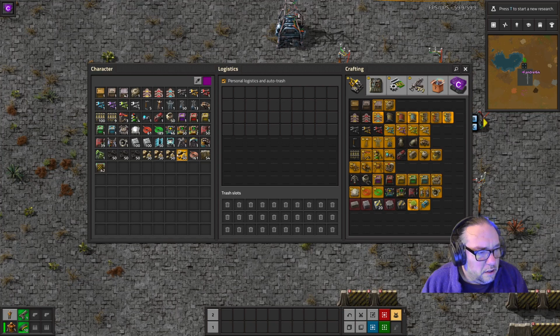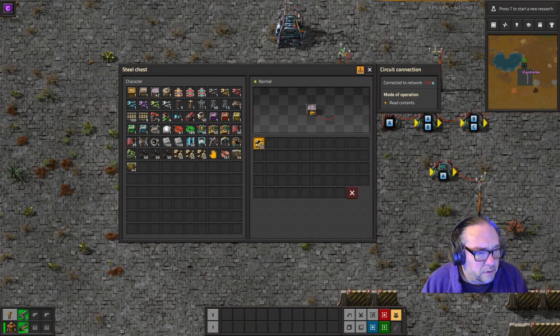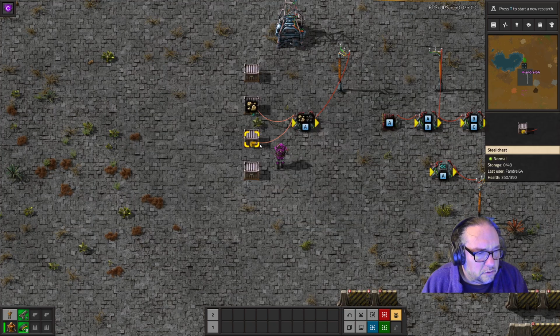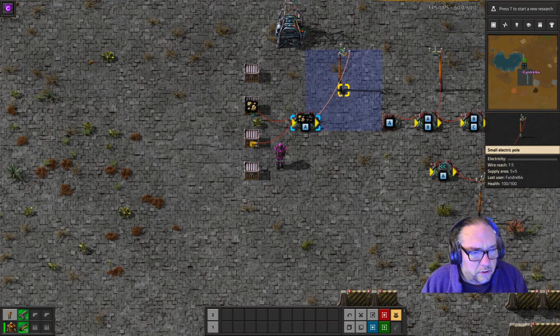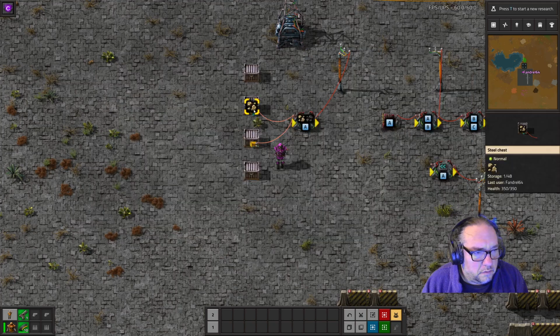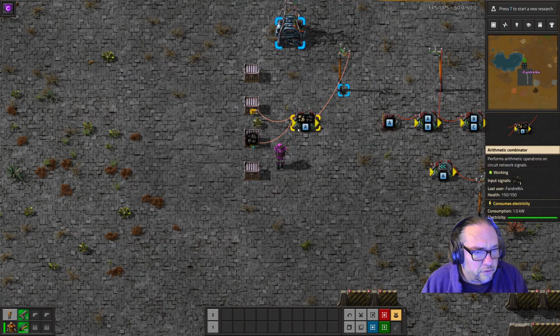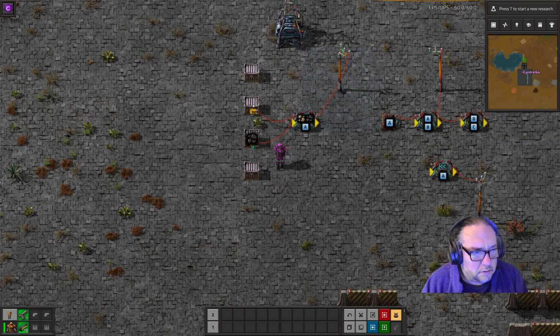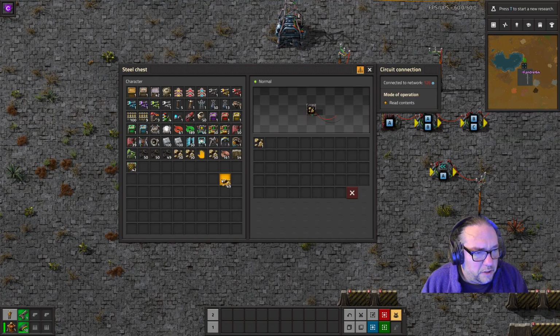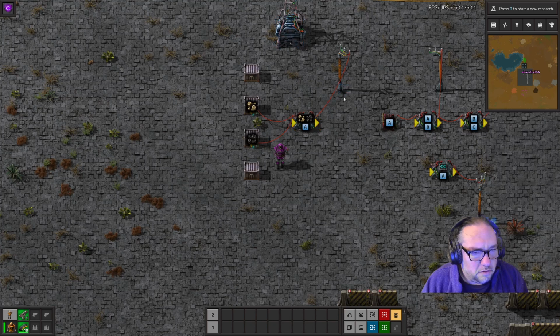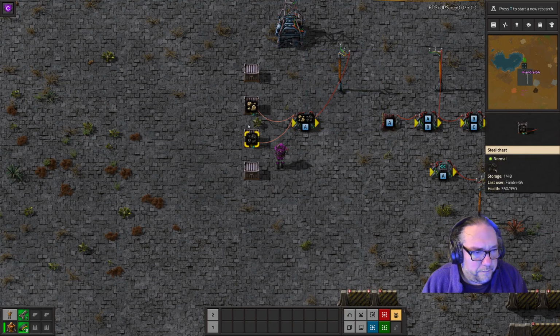Okay? If I have a stone signal but no coal signal, I don't get a signal out. If I have a coal signal but no stone signal, I don't get a signal out. But if I have my stone signal and my coal signal, then I get a signal out. That's AND, right?